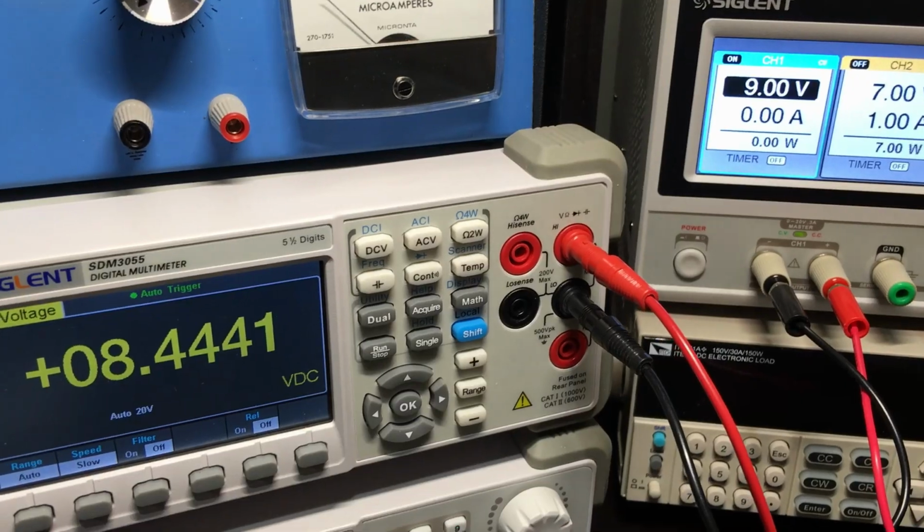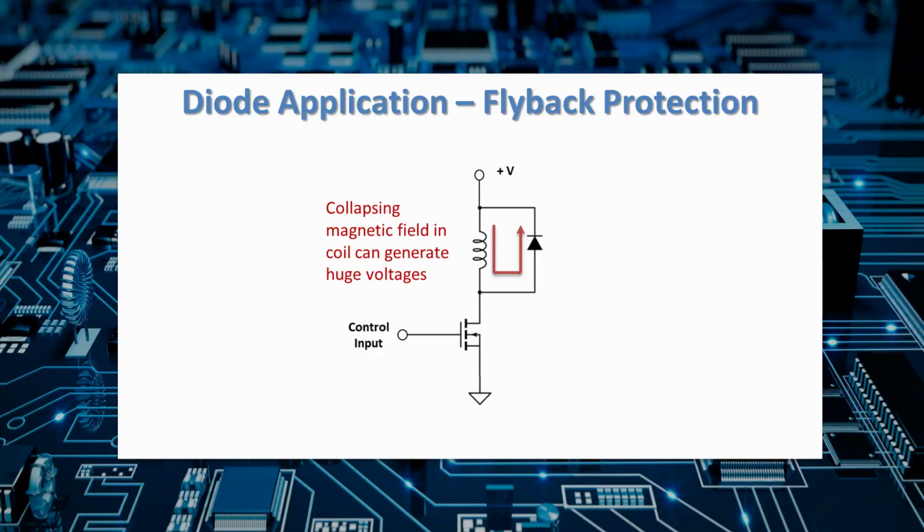And here's an extremely important application for a rectifier type diode. This is called flyback protection. Whenever you have an inductive load, like a motor or a relay coil with current flowing through it, there's a magnetic field that builds up. That's how an inductor stores energy, in the form of a magnetic field.